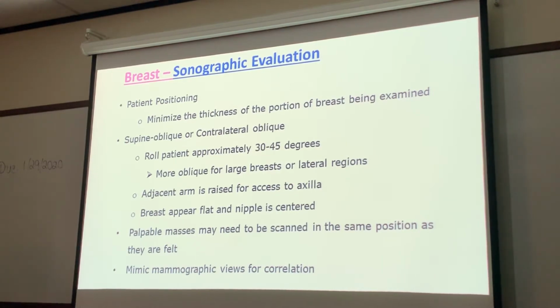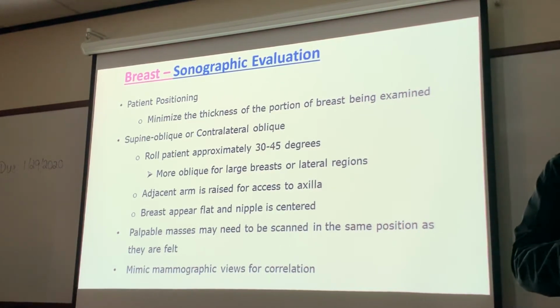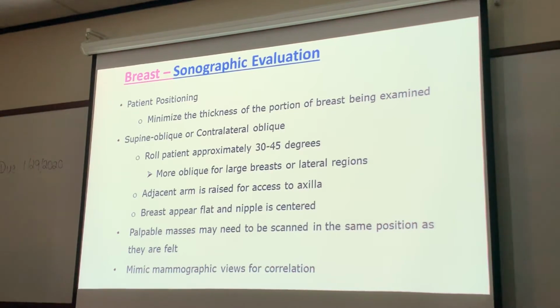You want to be more oblique for large breasts or lateral regions. Again, I wish I had some kind of model where I can display what I'm trying to say. For the medial portion, you want that breast to be not oblique. You want it to be straight, the nipple looking straight up at the ceiling. Then the adjacent arm is raised to the axilla. Everybody can't do this. Everybody can't put their hands behind their back and take deep breaths. So if you can, whatever you have to help raise that person's arm will be helpful. The breast should appear flat and the nipple centered.